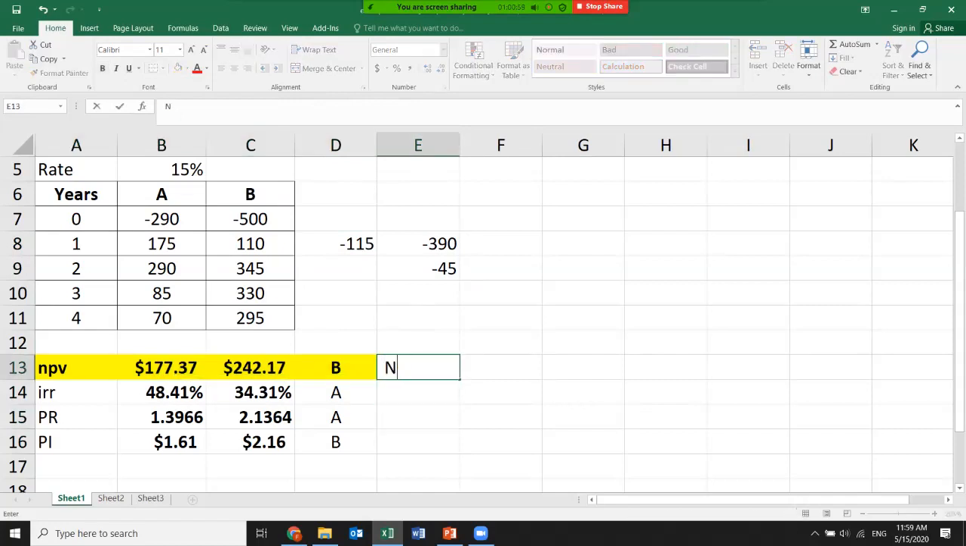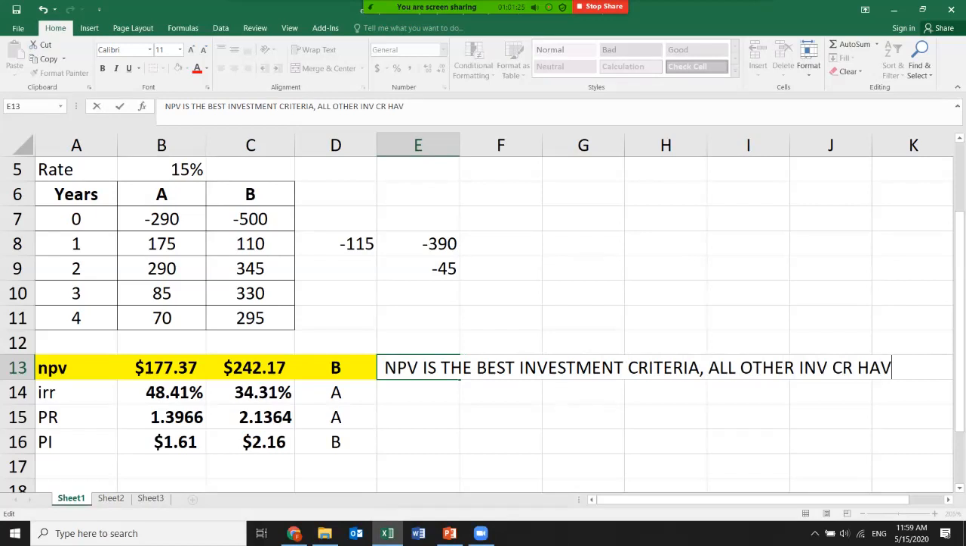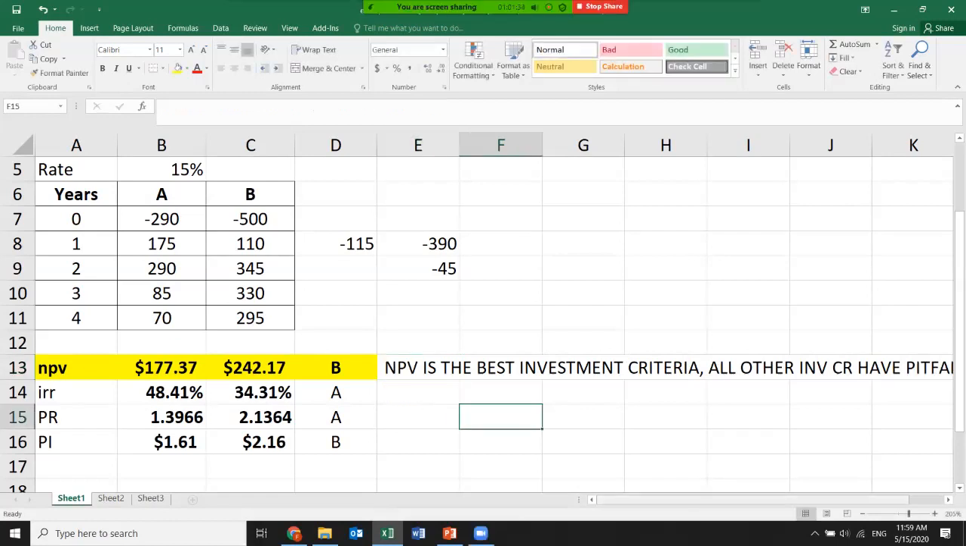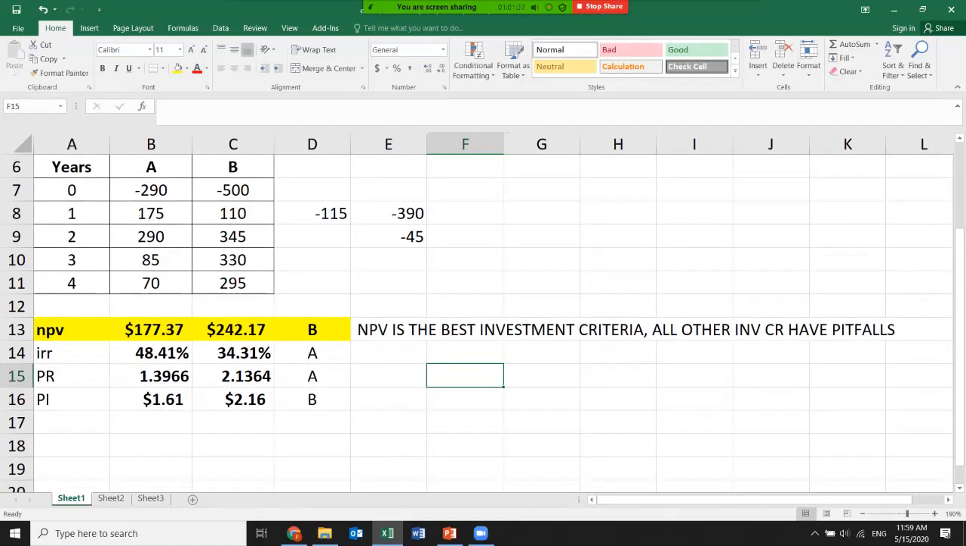NPV is the best investment criteria. All other investment criteria have pitfalls. Pitfalls, I mean disadvantages. So this is the reason why we choose according to NPV. NPV is the best investment criteria. So no matter what happens, we choose according to NPV.